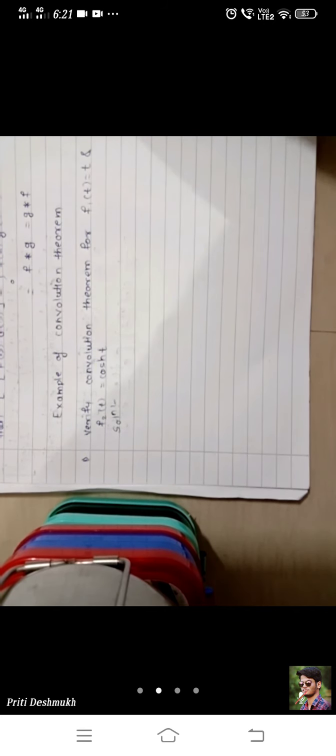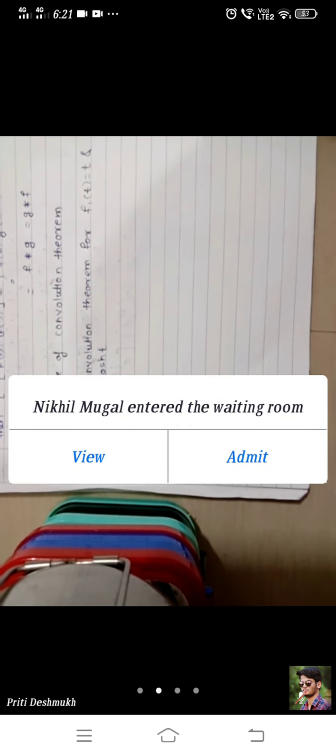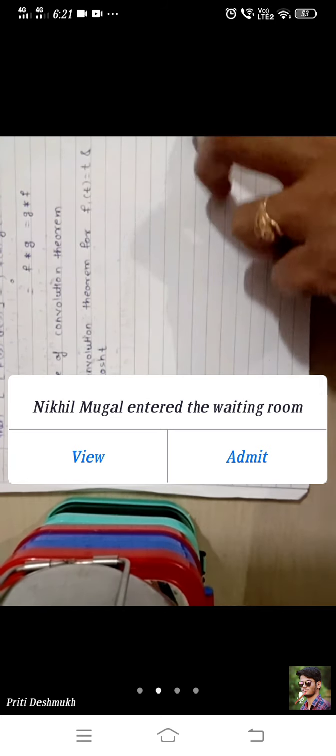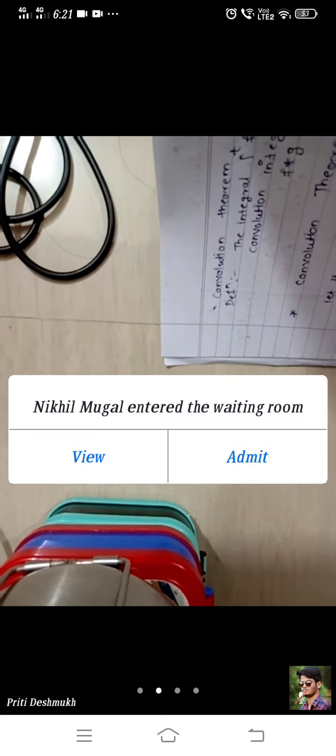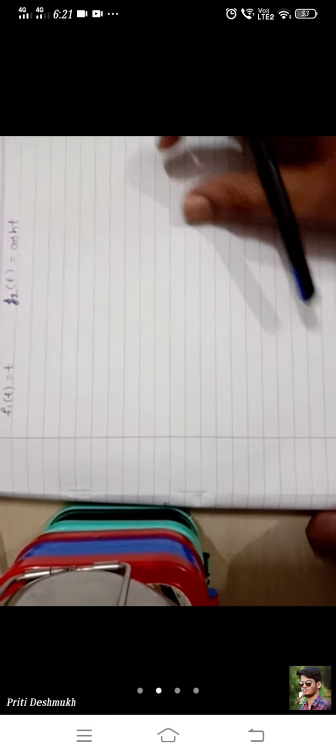So first of all we have to know the convolution theorem, otherwise we can't solve this example. Now the solution is very simple and very easy because the convolution theorem is very important. Without the convolution theorem we can't get the answer easily.